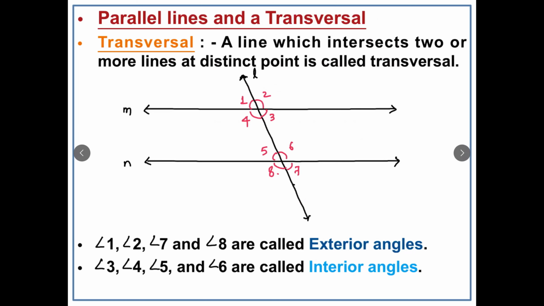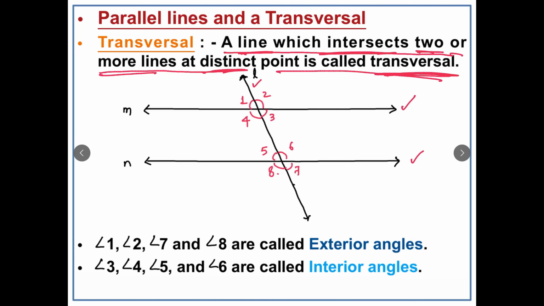The first topic that we are going to study is parallel lines and a transversal. Before that, you should know what a transversal is. Simply, a transversal is a line which intersects two or more lines at distinct, meaning different, points. Like you can see here, we have two lines, M and N.